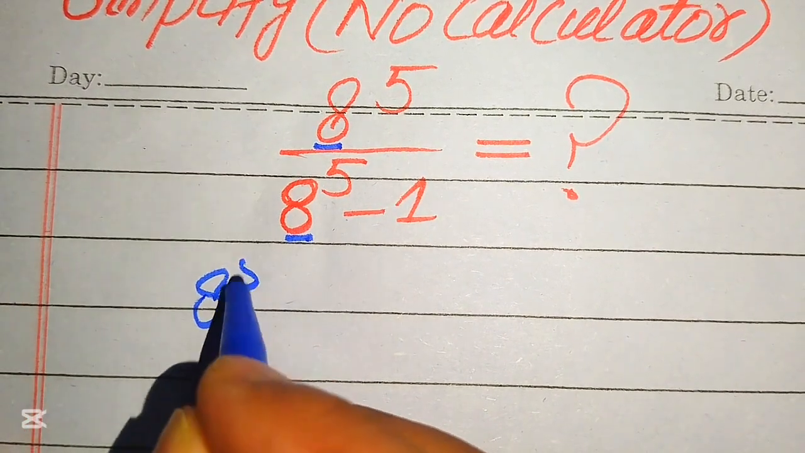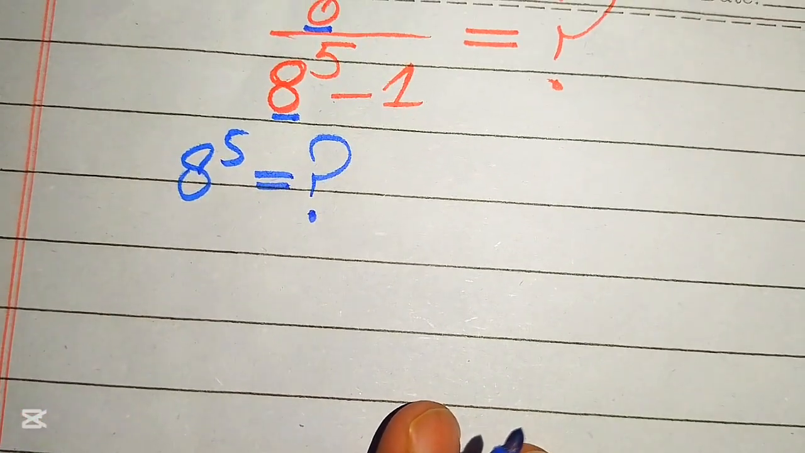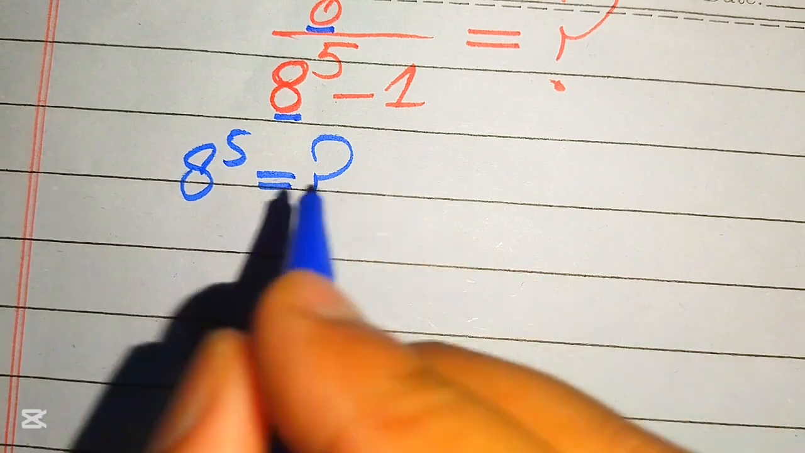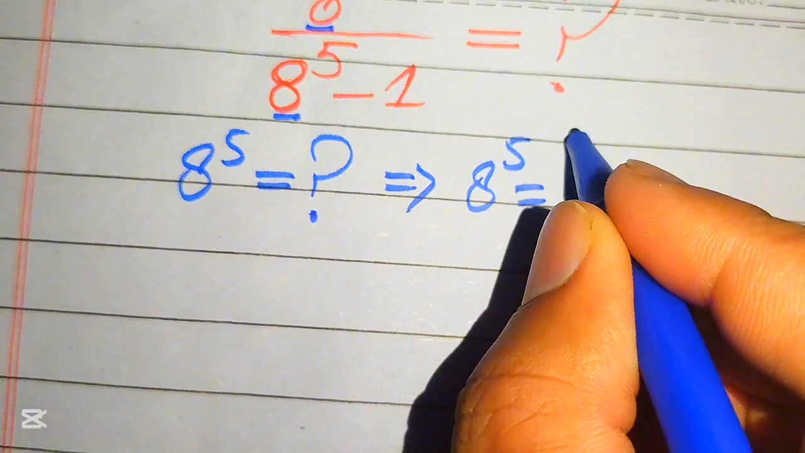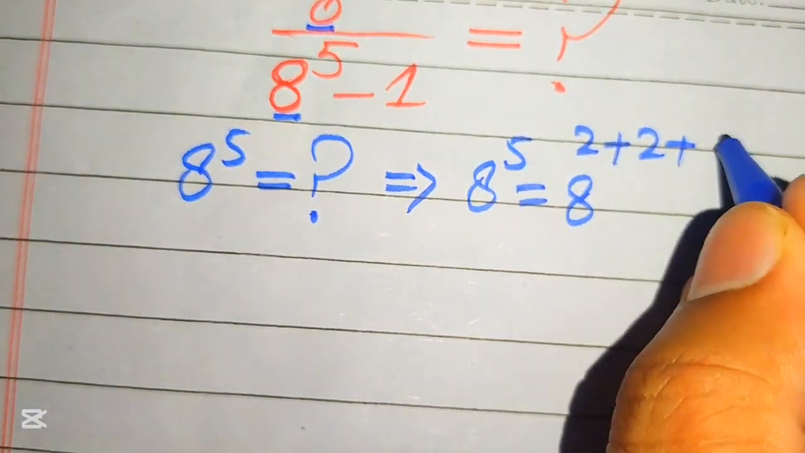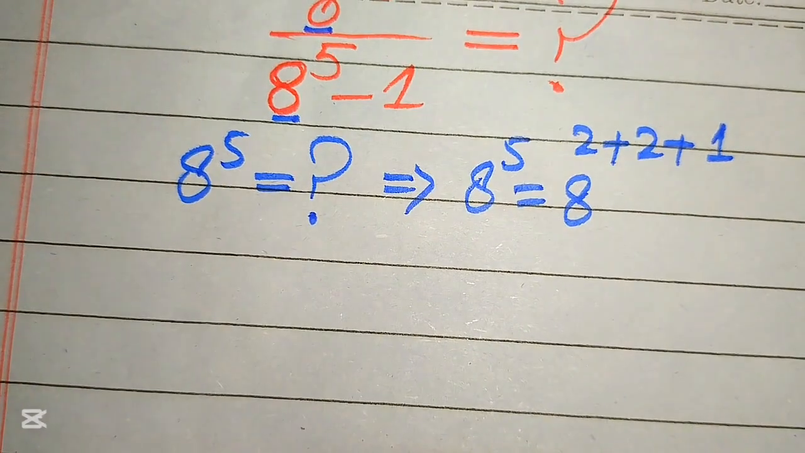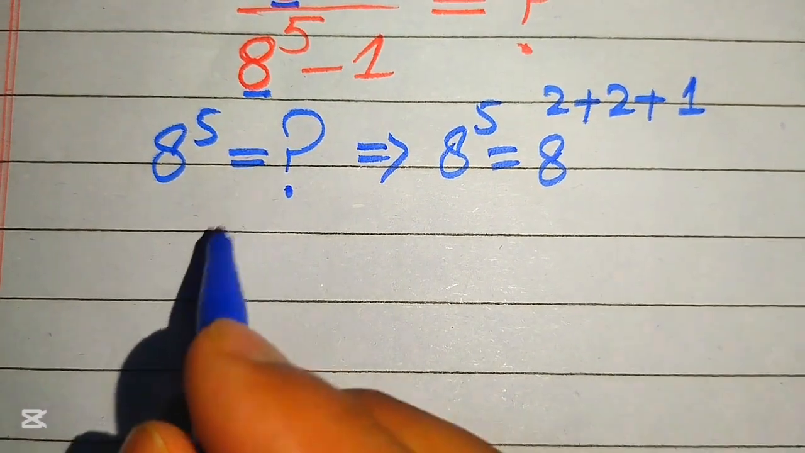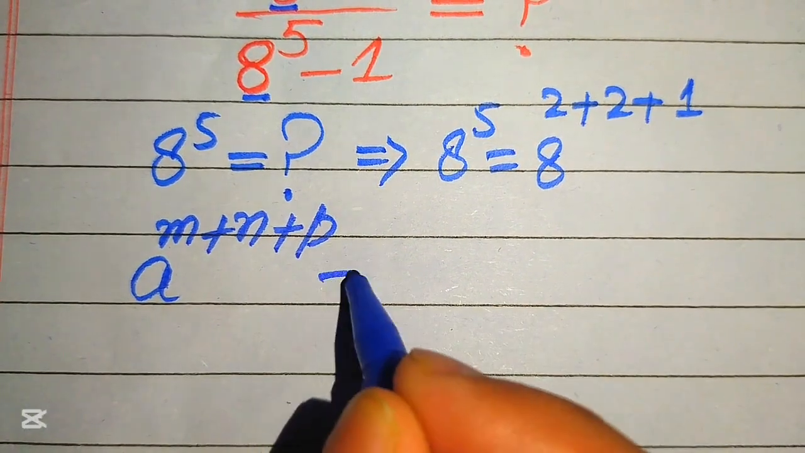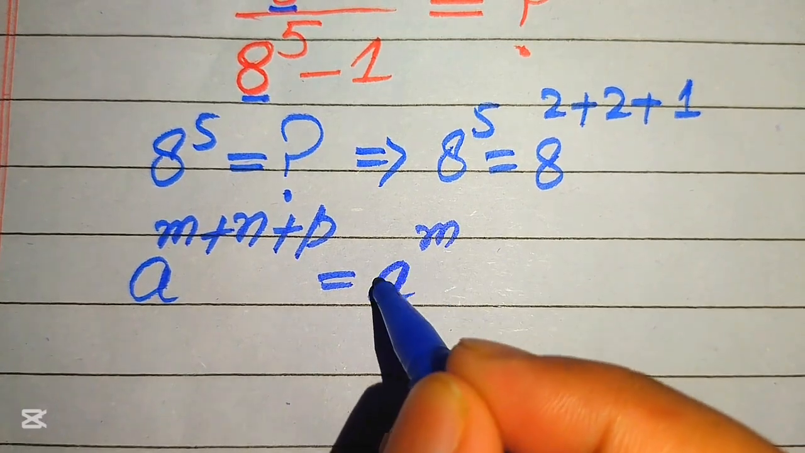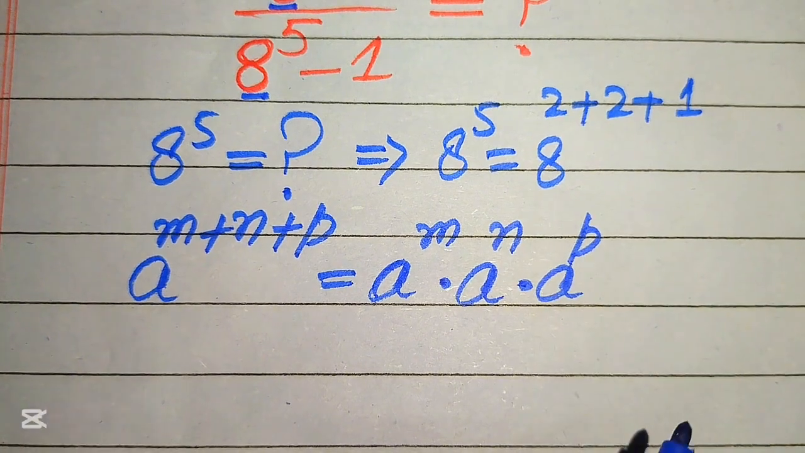So our first target is to find the value of 8 to the power of 5, and here we can rewrite it in this form: 8 to the power of 5 is equal to 8 to the power of 2 plus 2 plus 1, and we can apply the exponent laws. According to this law, a to the power of m plus n plus p is equal to a to the power of m multiplied by a to the power of n multiplied by a to the power of p.